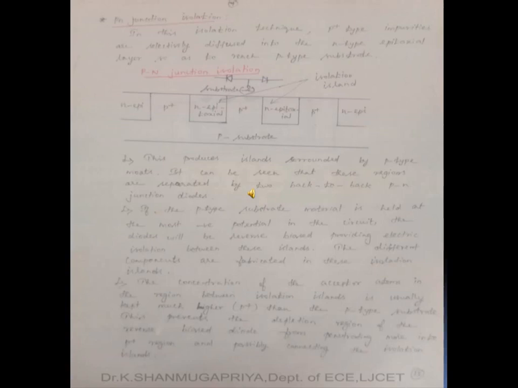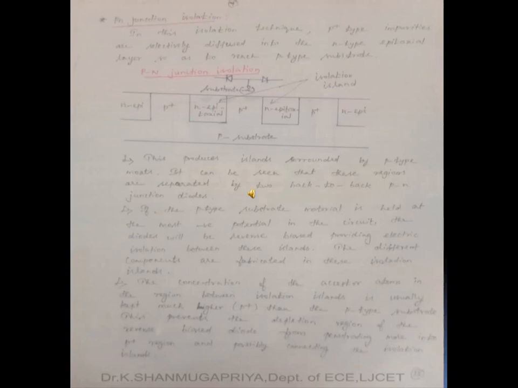If the p-type substrate material is held at the most negative potential in the circuit, then the diodes will be reverse biased, which provides electric isolation between these islands. The different components are fabricated in these isolation islands.